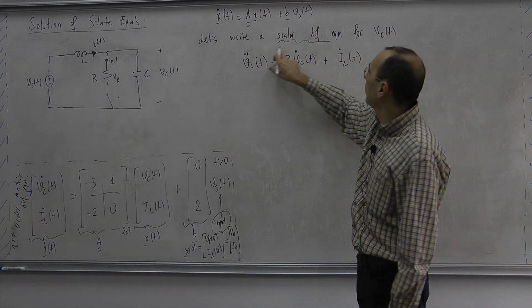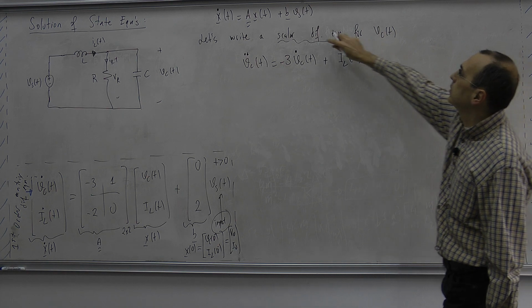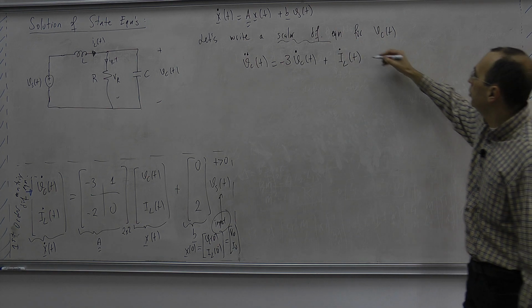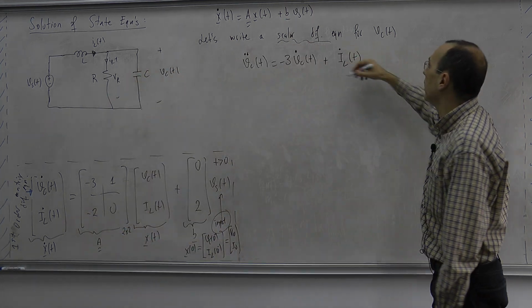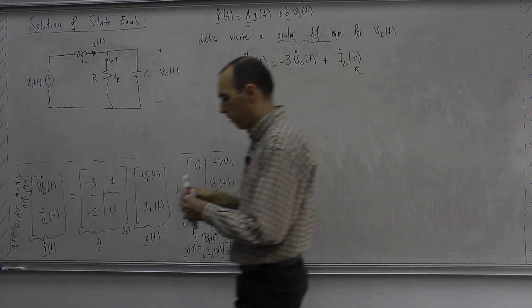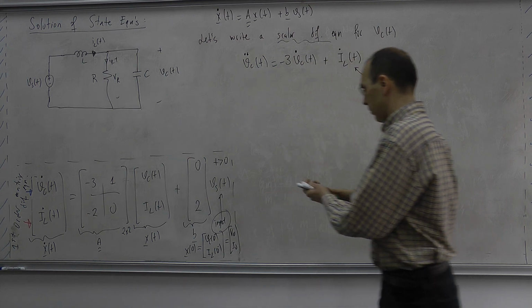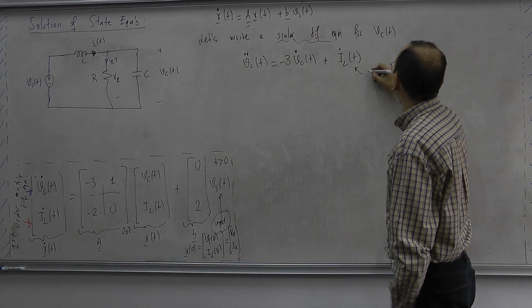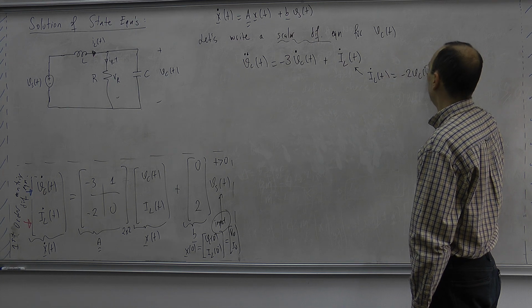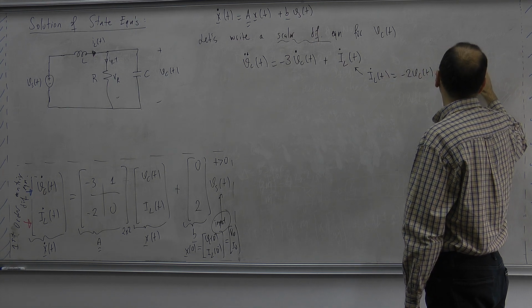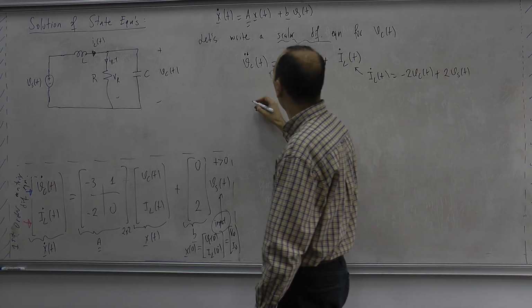So this is a second order differential equation, but I don't want to see IL. I want to see only Vc and the input in the scalar differential equation. So what do I do? Now I can use the IL dot equation from the second equation. So IL dot is equal to minus 2 Vc of t plus 2 Vs of t. If I substitute it over there, then what do I have?